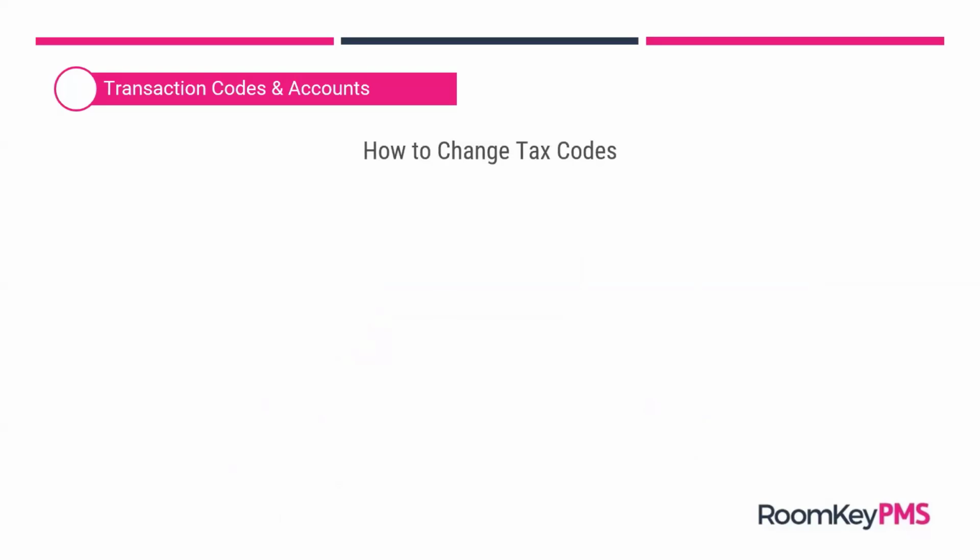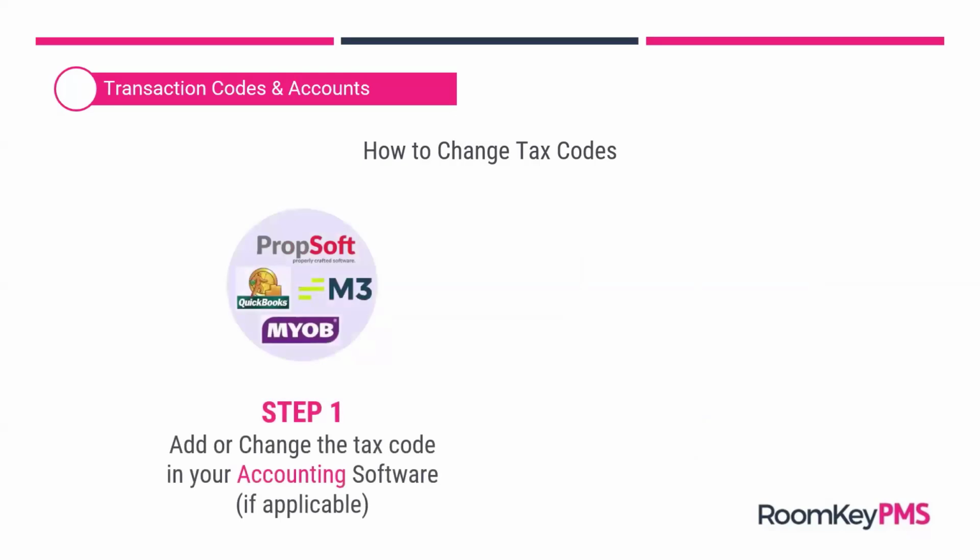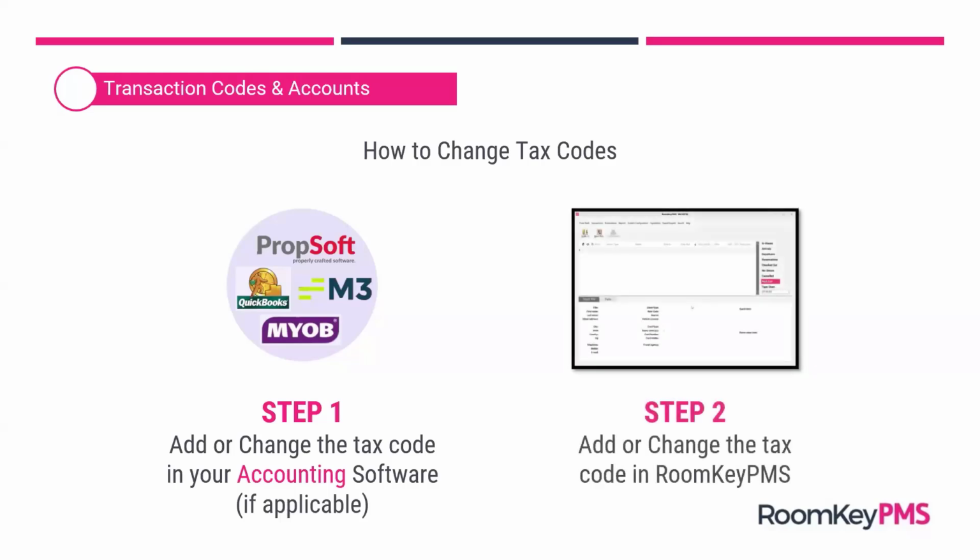The next thing that we'll look at is how to change tax codes. Once again, if you are using any accounting interfacing, we want to make sure that you are adding or changing your tax code information on your accounting software platform first. And that may not be applicable for certain types of accounting software. If you don't have accounting export, or if you're not tracking tax code information on that platform, you can skip number 1 and go directly to step number 2 to add or change the tax code directly in RoomKey.